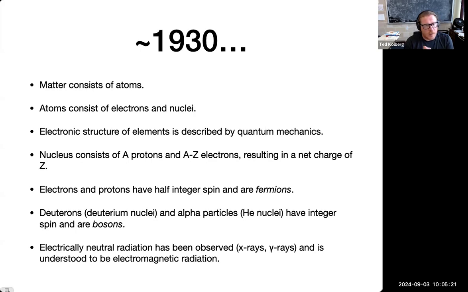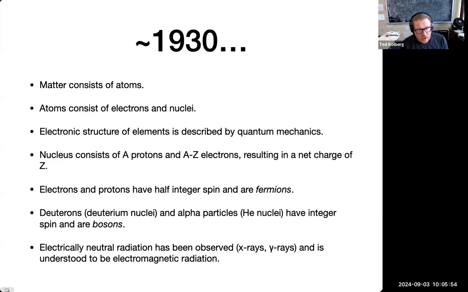So just to remind you where we ended off last time, this is a slide about sort of the state of play in particle physics around the end of the 1920s, the beginning of the 1930s. And we said that this is a list of statements that most particle physicists at that time would have been willing to sign on to. So the atomic theory is well accepted. Matter consists of atoms. Atoms are known to consist of electrons and nuclei. The existence of the nuclei from Rutherford's experiments with scattering of alpha particles.